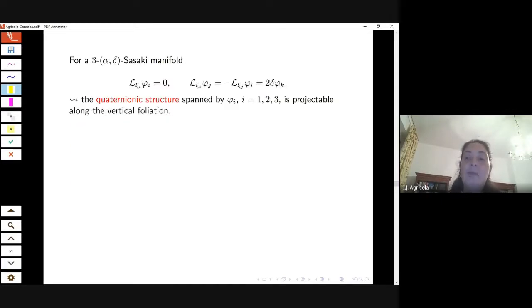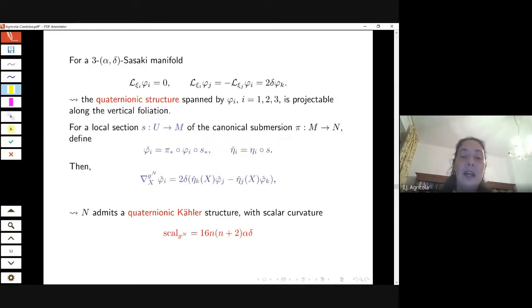And so you get a quaternionic structure on the base, defined by these conditions. You can compute, for example, the scalar curvature of the base, of this quaternionic Kähler base, and you get such a nice equation, because 16n times (n+2) is always a positive constant. So if you have a positive free alpha-delta Sasaki manifold, right?